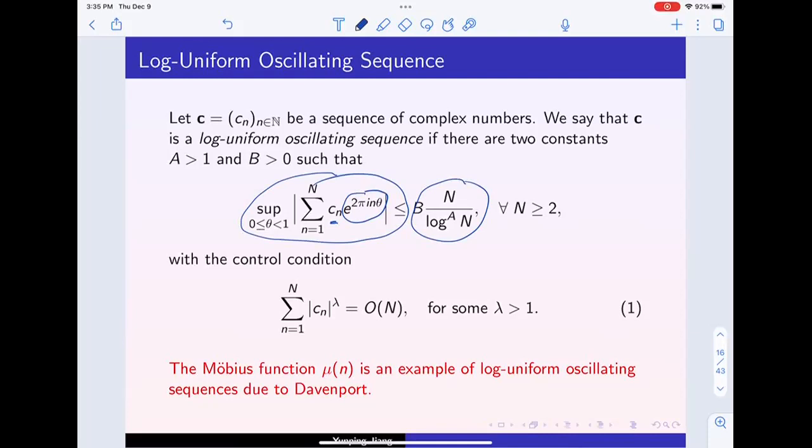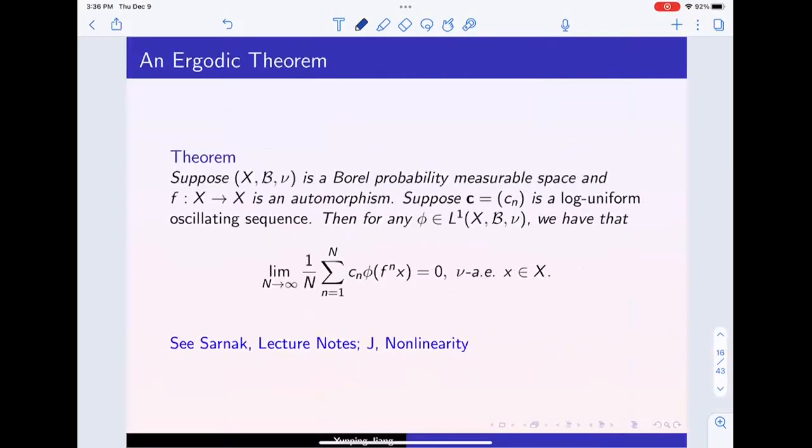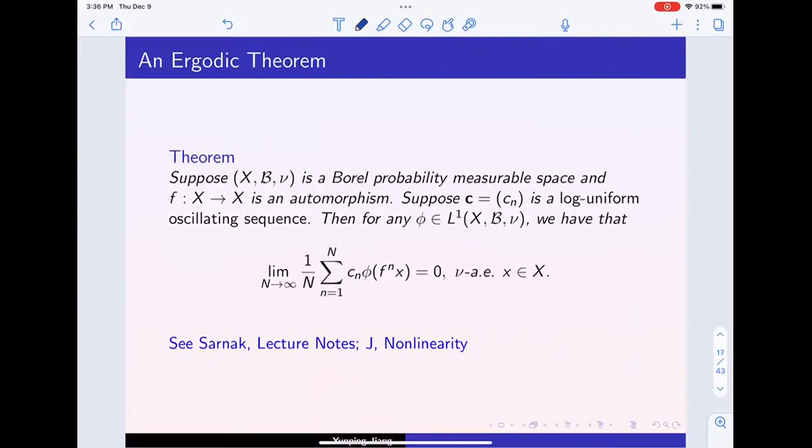But here I need something called a control condition. This control condition is really a technical condition, but it says this C_n will not be too big, right? So then you can see that definitely the Mobius function is one example of this log uniformly oscillating sequence by Davenport's result, right? Then you can easily, well, not very easily, but you can prove it with ergodic theory. That's basically in the Sarnak lecture notes for the Mobius function.